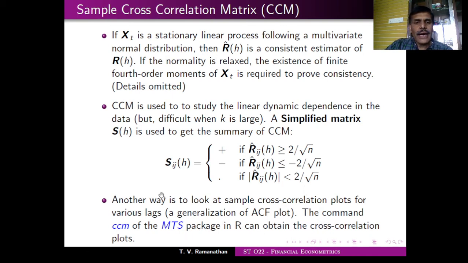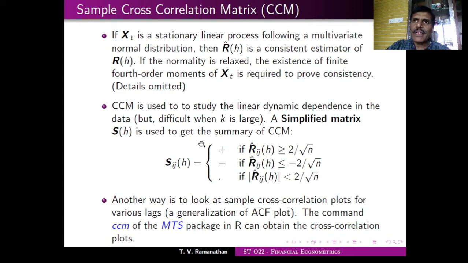But in the univariate case, you get the autocorrelation, and you can see that there are two lines, which are basically 2 upon square root of n, and then you see whether you are within that range. If you are within that range, these autocorrelations are not significant; otherwise we treat them as significant if they are outside that range. So something similar, a simplified matrix, can be considered here.